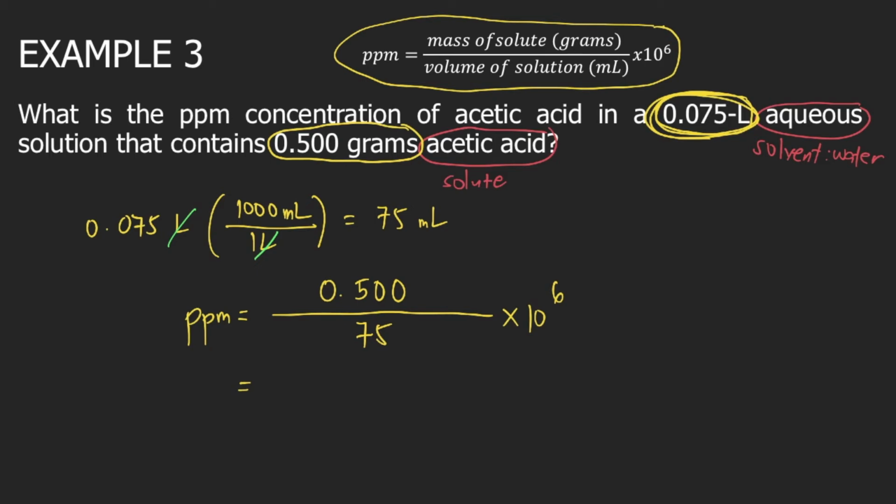0.500 divided by 75 times 10 raised to 6. This is equal to 6,667 ppm.